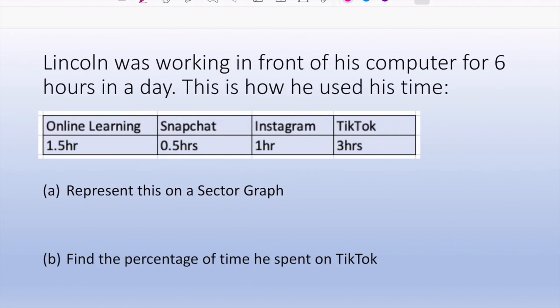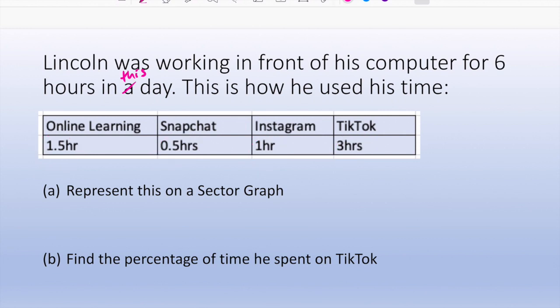You can press pause whenever you like. Okay, Lincoln was working in front of his computer for 6 hours in this day, because hopefully he doesn't do it every day. This is how he used his time. So he spent 1 hour and a half on online learning, half an hour, or 0.5 of an hour, on Snapchat, 1 hour on Instagram, and 3 hours doing his TikTok dance videos. So he spent most of his time doing TikTok dance videos, but that's up to him.